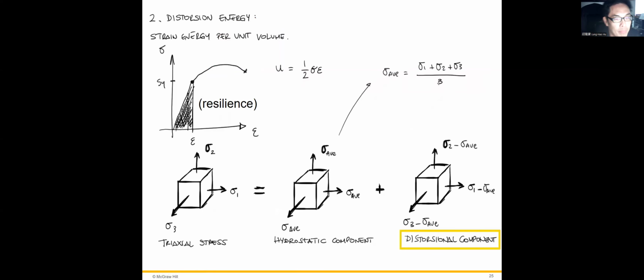So the second method for the ductile material under static loading, we call the distortion energy method. The distortion energy method defines the strain energy per unit volume. So what does this mean? That means for a unit volume of the material, how much deformation energy can be absorbed per unit volume.